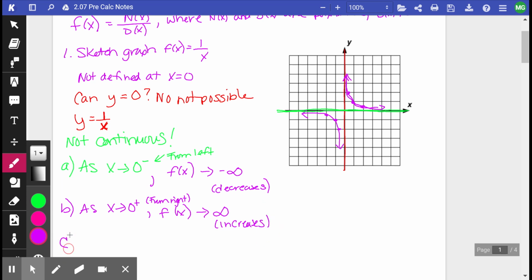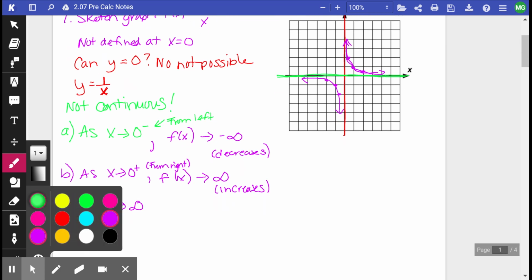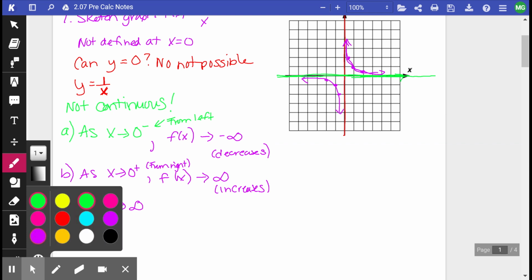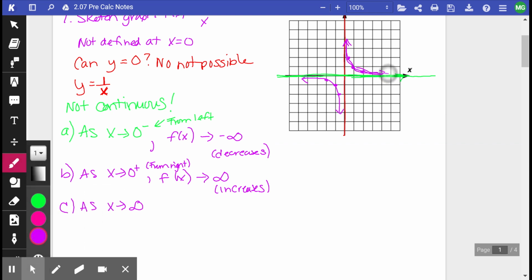And then what happens to f of x, or your y values, as x approaches infinity? So as x gets bigger and bigger, if we go along our green axis right here towards the right, what's happening to the y value as x gets bigger and bigger? Well, this pink magenta graph is getting closer and closer to that x-axis. So that tells us that f of x is getting closer and closer to 0.